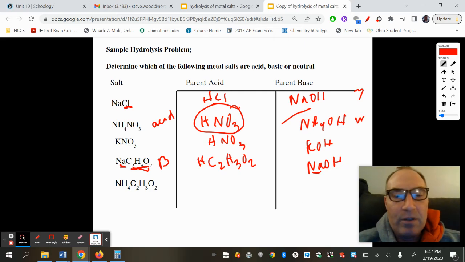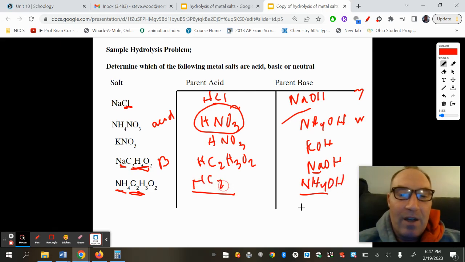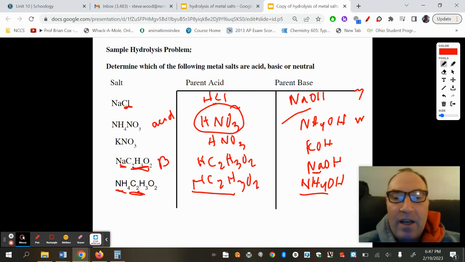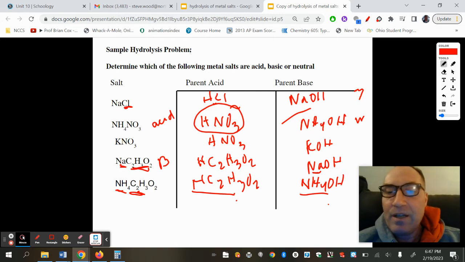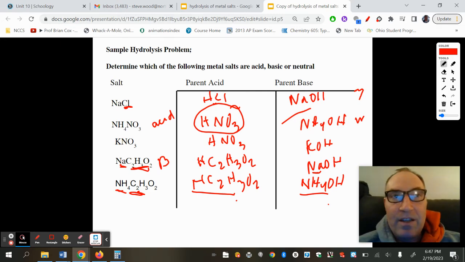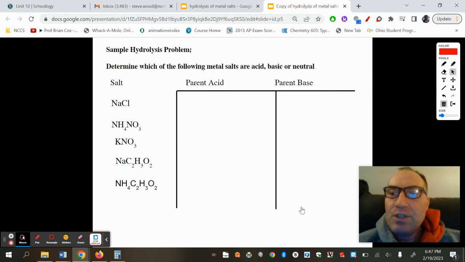And then finally, we have to look up the Kas for this one. And believe it or not, I know the Kas, and the Kas are about the same for this. This is like a weird exception. So since the Kas are about the same, they end up being pretty much neutral. But the parents for this come from NH4OH, which is a weak base, and HC2H3O2, and they're both weak. So you'd have to check their Kas in Appendix D to figure out which one is stronger, and then that has a weaker conjugate. So that's how that goes. It's like an inverse relationship.